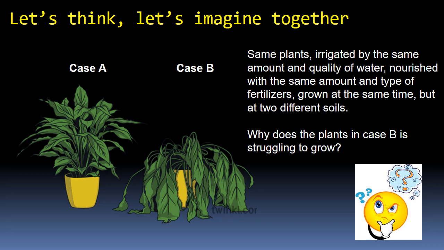Think for a moment with me. Imagine you have two different cases, two different soils. You have soil A and soil B. These soils have blends, exactly the same blends. They were irrigated with the same amount and quality of water. They were nourished with the same amount and types of fertilizers. They were growing at the same time, but they were growing in two different types of soil.